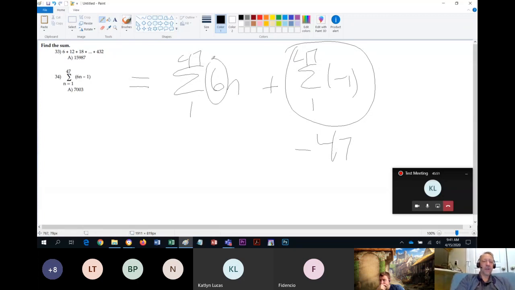Now, with this one, you can actually pull the 6 out front, okay? And so this becomes 6 times the sum of n from 1 to 47. Now, the sum of n, we know what that is. The sum of n digits, that was the same formula that the third grader figured out. Do you guys remember which formula that was?